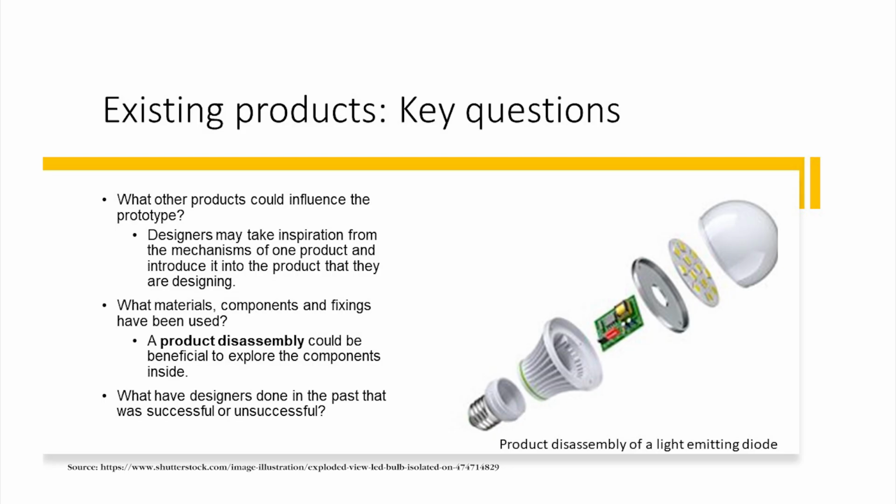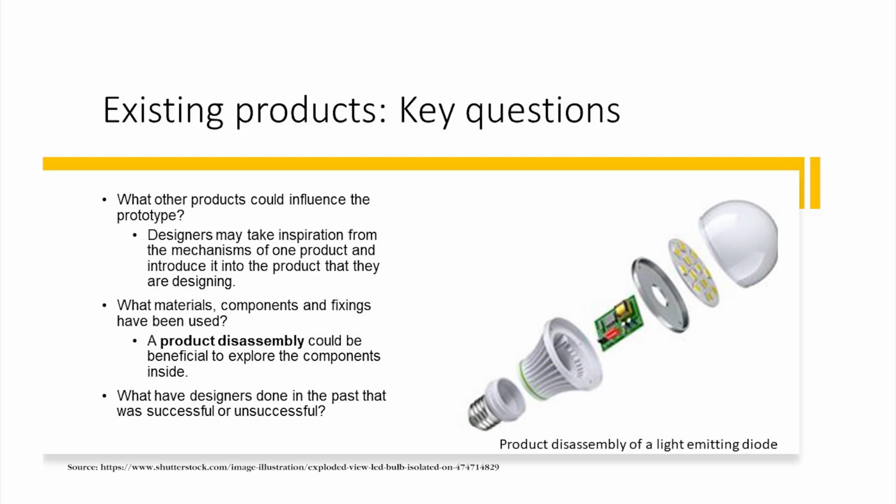The other question that you can ask is, what materials, components and fixings have been used? What are the materials that have been used in past products? Can I do some improvement in the materials? Can I change some of the components? Can I change some of the fixings? To do that, you can carry out a product disassembly. You can disassemble a product and find out what is there in the product.